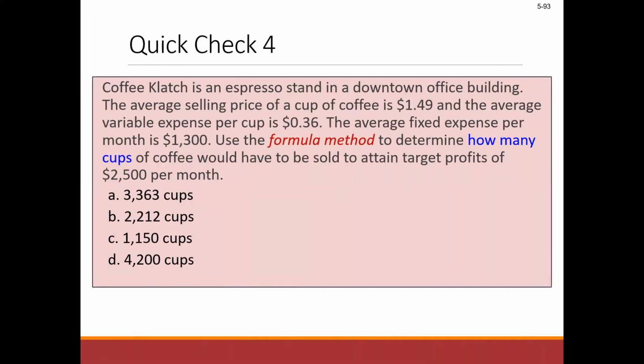Okay, guys, let's do another problem here. Coffee Klatch is an espresso stand in a downtown office building selling cups of coffee for $1.49 with variable cost of 36 cents each. Average fixed expense, $1,300. Using the formula method, determine how many cups of coffee would have to be sold to attain target profits of $2,500 per month. Okay, I'm going to give you a minute to try to do this.